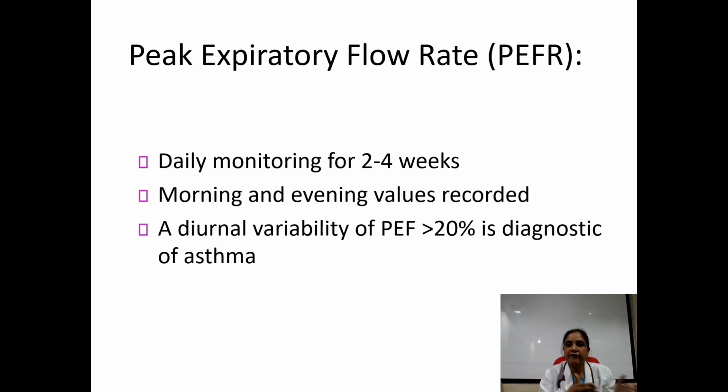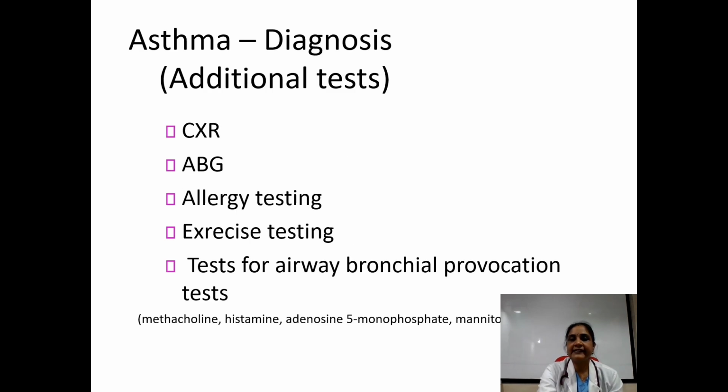We look for diurnal variability. As we are aware, the early morning values will be low compared to the night values, and that variability or change should not be more than 20%. If it is more than 20%, then it is labeled as asthma. So I'm sure that you now know a little bit about PFT or spirometry and the peak expiratory flow meter.